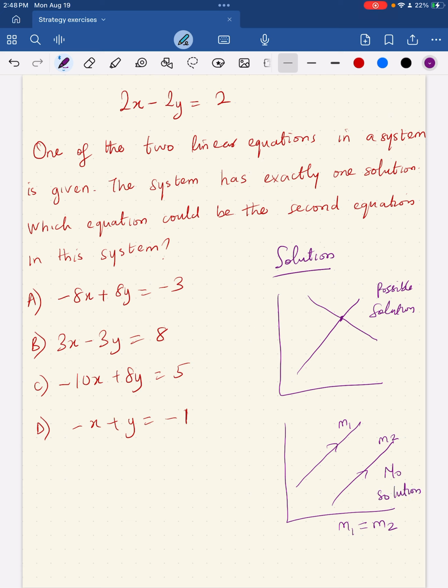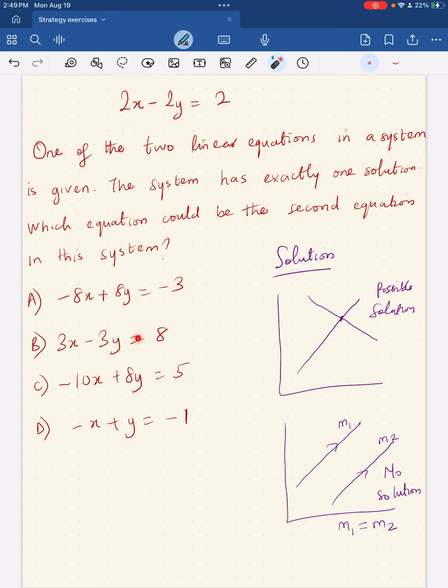So what am I trying to say? The only way you would have another equation to this one that will give a solution is if this equation and the other equation we pick from here, the right solution, would not have the same slope as this one. They will have different slopes, because we've seen here, if they have the same slope, there will be no solution. So we have to look for an equation that doesn't have the same slope as this one. So then the next question is, what is the slope of this one?